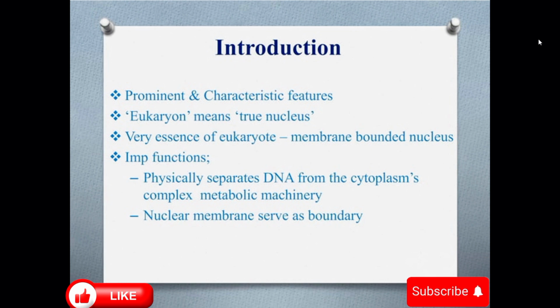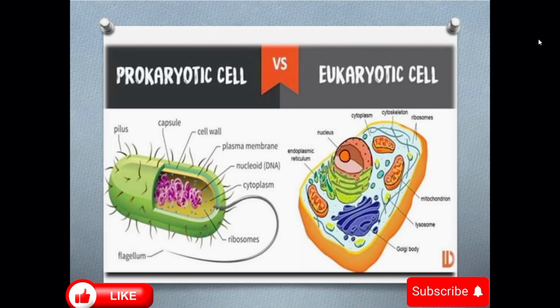As we know, eukaryotic cells, where karyon means nucleus, are those cells having a true nucleus and other membrane bounded organelles. The nucleus physically separates the DNA from the cytoplasm and has complex metabolic machinery. And we know that the nuclear membrane serves as a boundary within the cell.